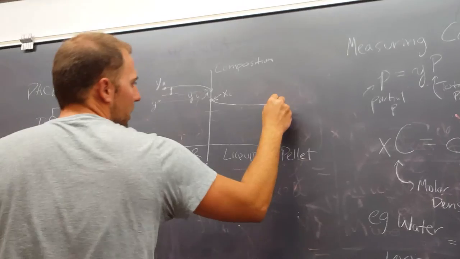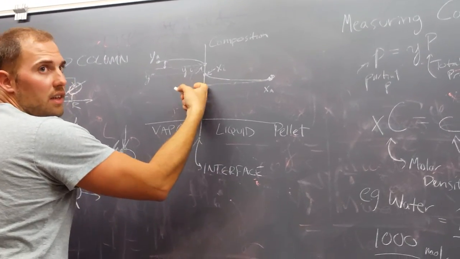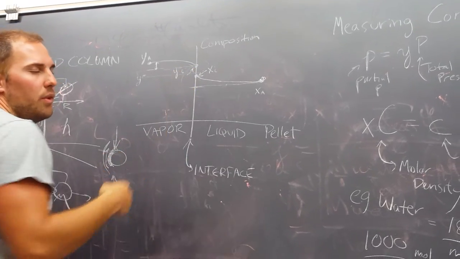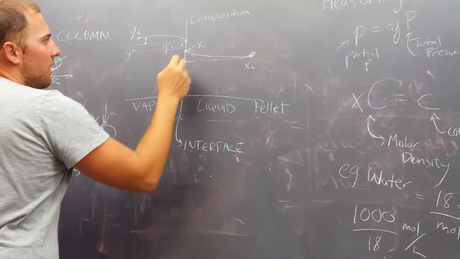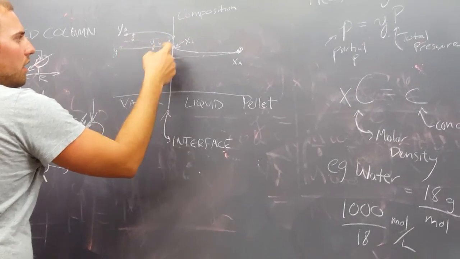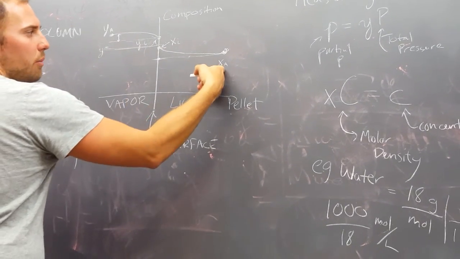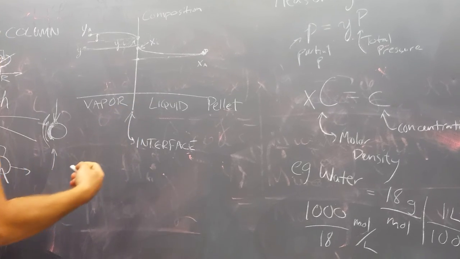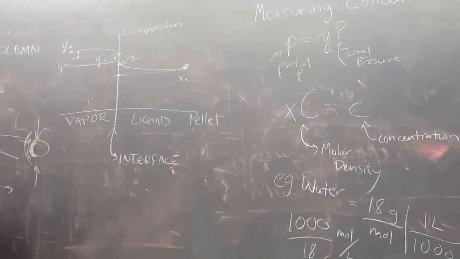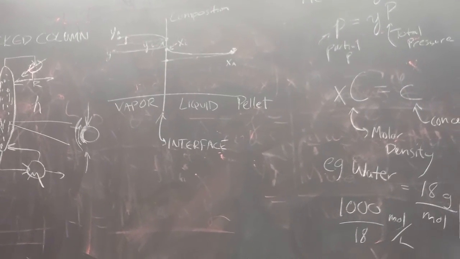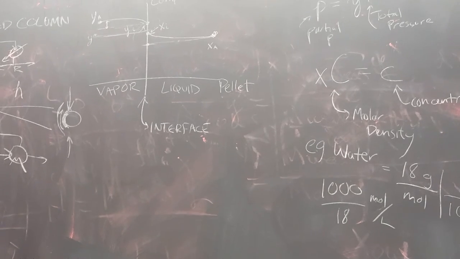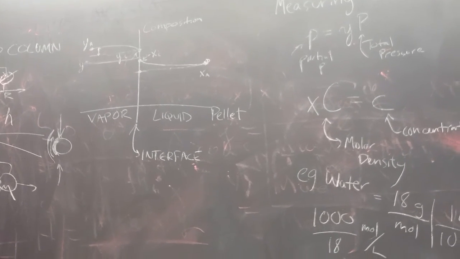So I take my xA, my bulk concentration in the liquid, draw over here, and find what's in equilibrium with that. You have to go to your equilibrium data or figure that out somehow. It's hard to see on my graph, I just picked this point. The point is that y star is in equilibrium with x in the bulk, and vice versa. x star will be in equilibrium with yA, as opposed to yi and xi, which are in equilibrium with each other. Y star is going to be different from the x star. Yes, in regards to the equilibrium, x star and y star are both different.